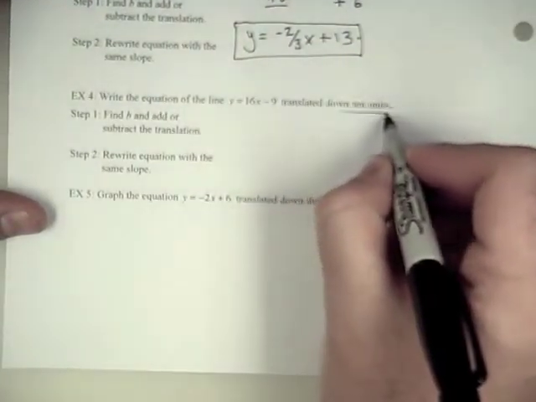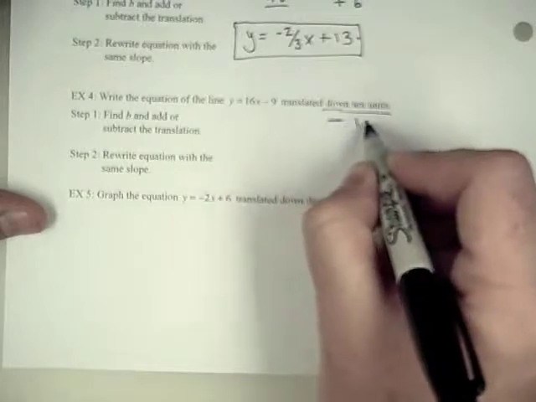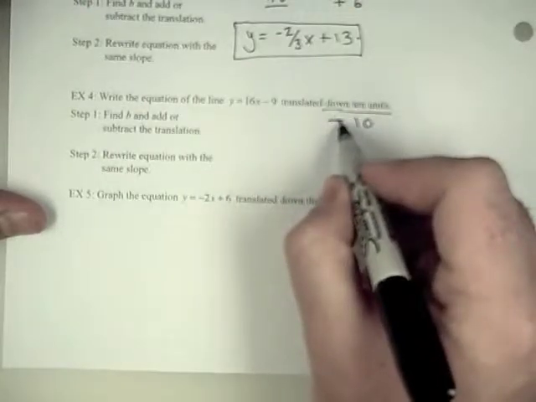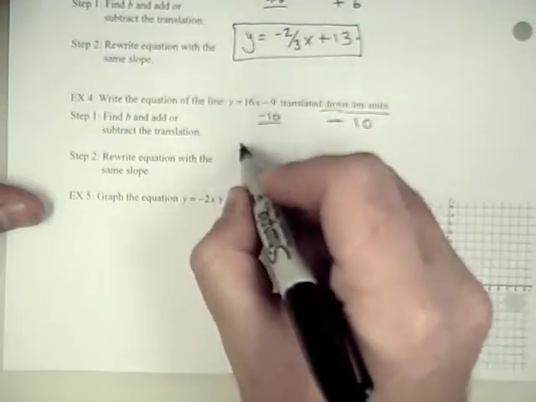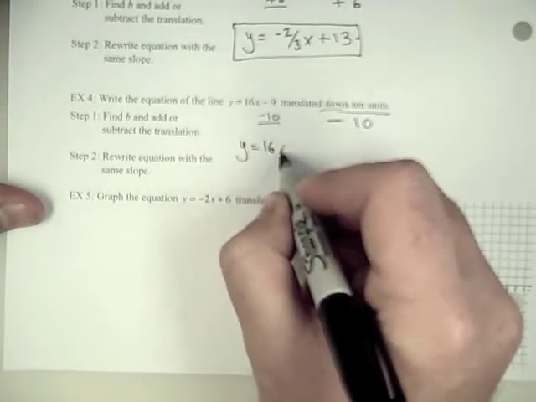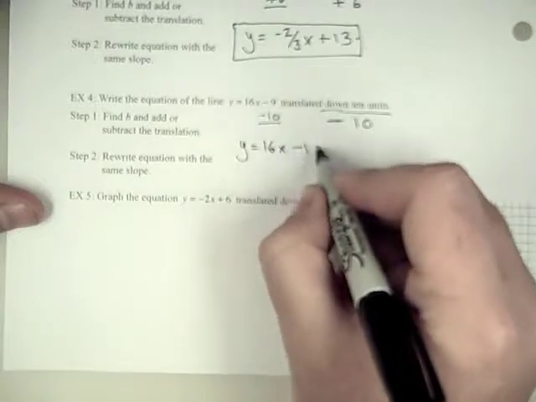If we're going down 10, we are subtracting 10 units. Down is subtraction, up is addition. So minus 10, again, just from the b. 16x stays unchanged, but now minus 19.